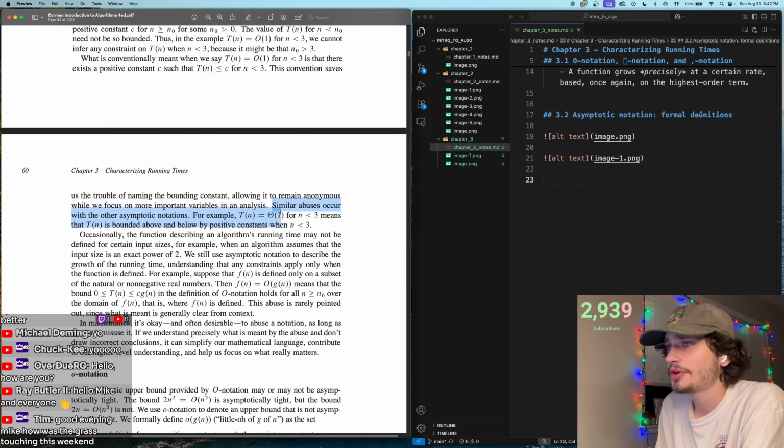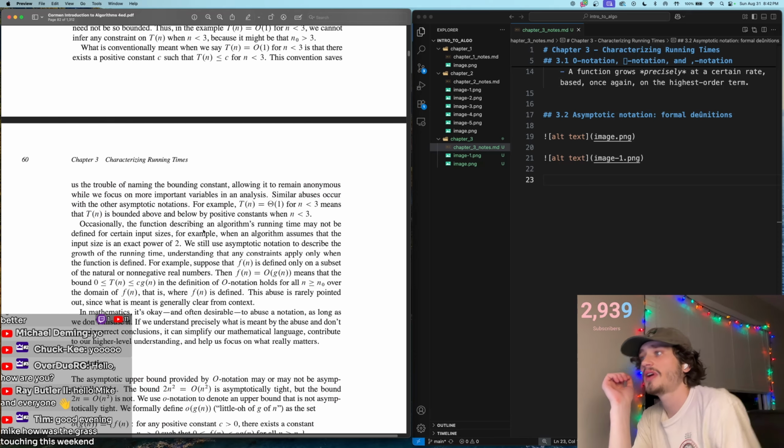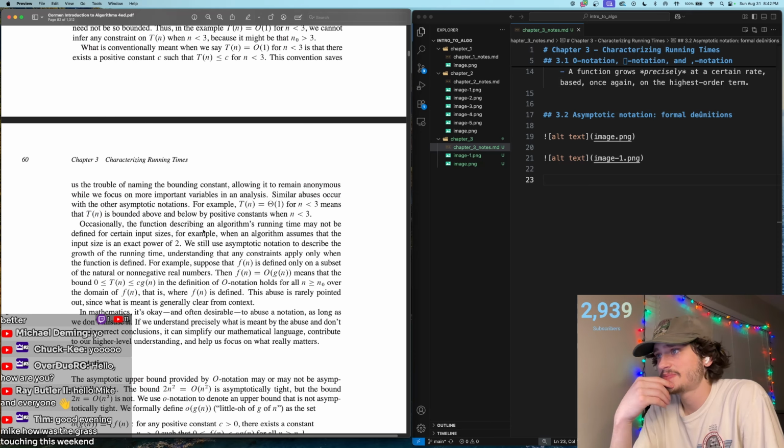Similar abuses occur with the other asymptotic notations. For example, T(n) = Θ(1) for n < 3 means that the function T(n) is bounded above and below by positive constants when n is less than 3.